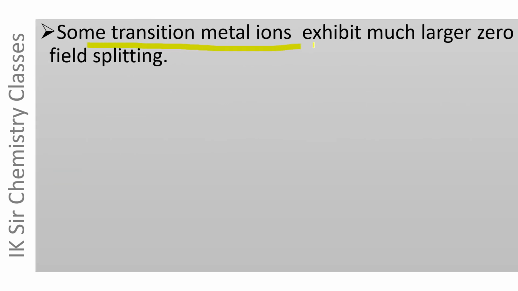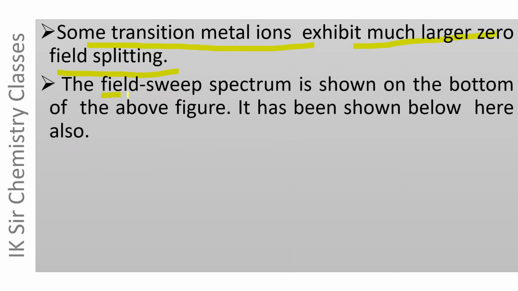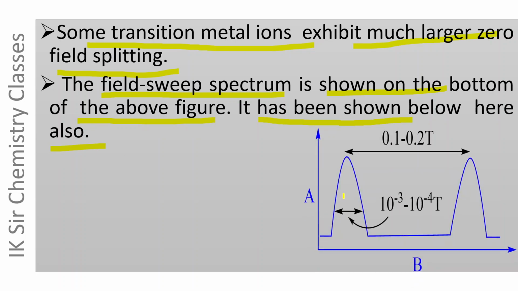Some transition metal ions exhibit much larger zero field splitting. The field sweep spectrum is shown on the bottom of the above figure. It has been shown below here also. This is the fine structure in the ESR spectrum of a molecule or ion having two unpaired electrons. This ESR spectrum consists of two fine lines.